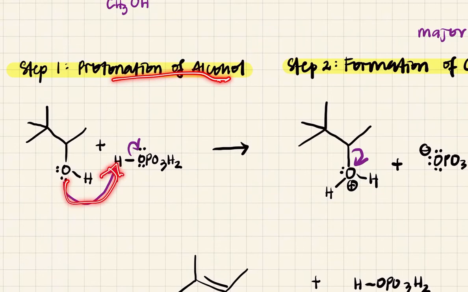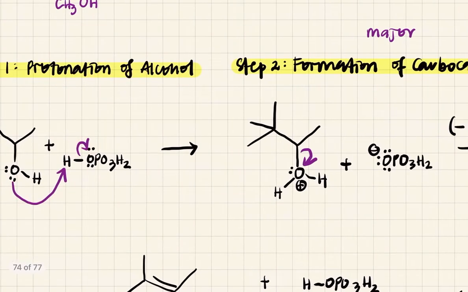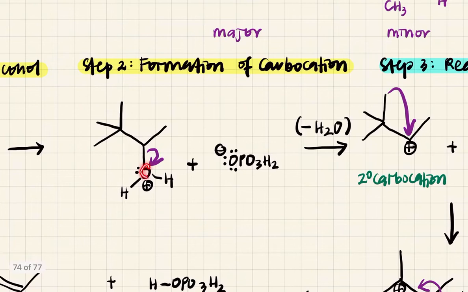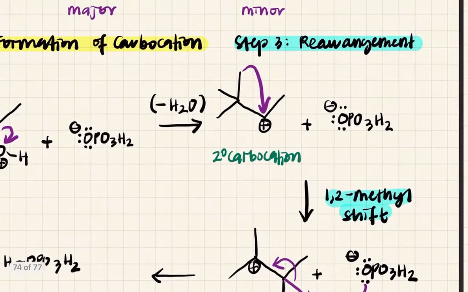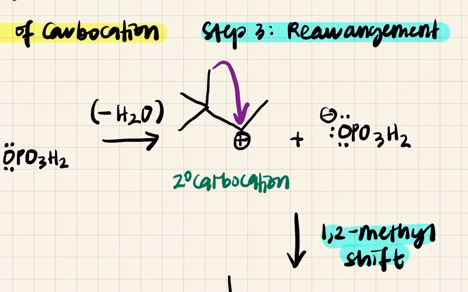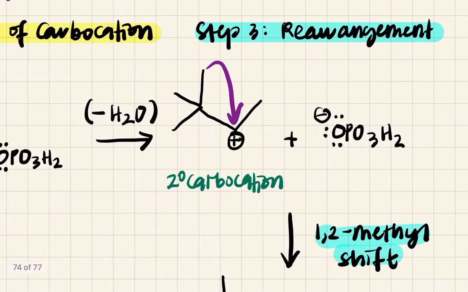Protonate, dia capture hydrogen, masuk. And then kita ada OH, oxygen with plus charge. Then you will remove your water. Okay, now awak dah form awak punya carbocation. So awak punya carbocation ni, dia akan ada plus charge kat sini. So dia adalah secondary carbocation. But there's a possibility that we can form tertiary carbocation.